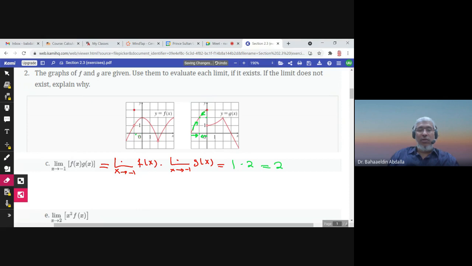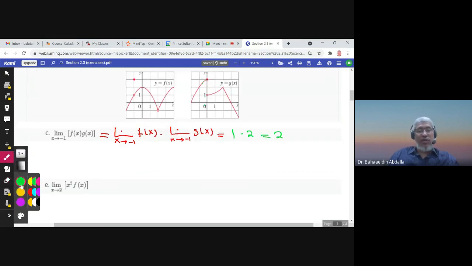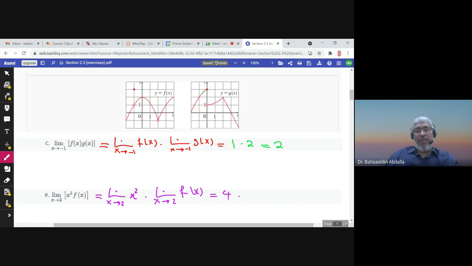All right. Now another question. Limit x squared times f of x. Well, using the limit properties, this is the limit of x squared when x approaches 2 times limit of f of x when x approaches 2. Well, how to find limit x squared when x approaches 2? We replace x by 2, so 2 squared is 4. While limit f of x, we find it from the graph. X approaches 2. 1, 2, this is 2.